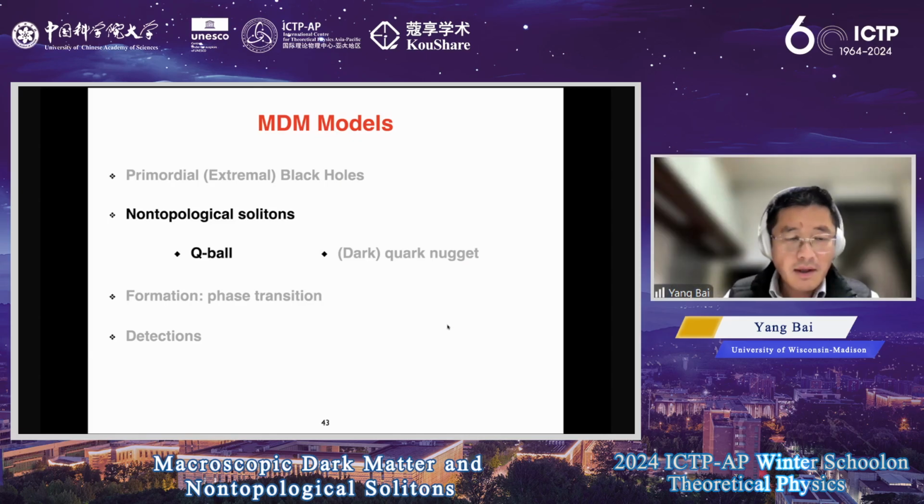Okay, thank you. So let's talk about the second class of macroscopic dark matter models, the so-called non-topological solitons. In some sense, in the last lecture, the monopole objects, for example the magnetic monopole, are a kind of topological soliton. So here we will first discuss what the meaning of a non-topological soliton is and why it's stable, what their properties are, and how we perform some calculations.